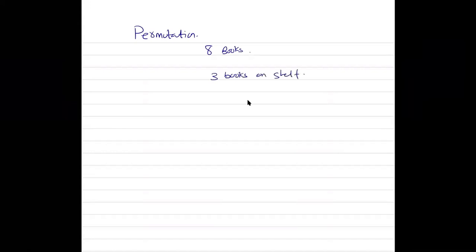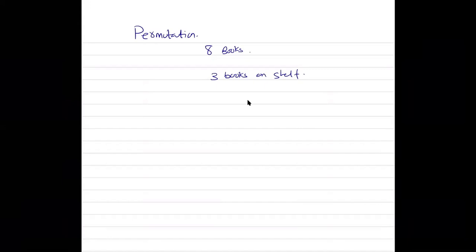In permutation, let's say you have 8 objects. Let's say you have 8 books, but I just want you to keep 3 books on the shelf because there is only a space of 3 books. And now, if I ask you in how many ways can you place 3 books on the shelf? Are you understanding the question? Yes.